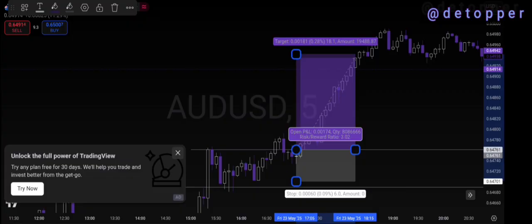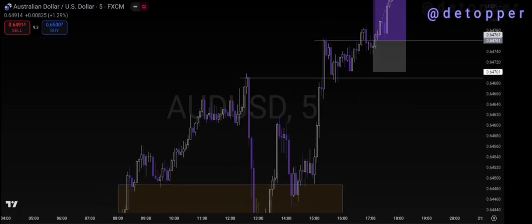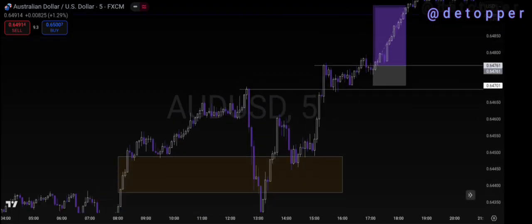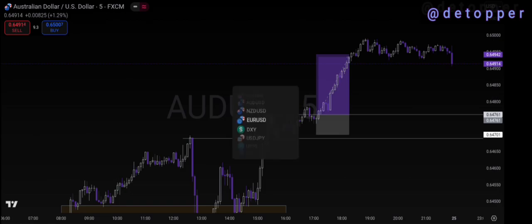Now this here is a 3 to 1 reward, and you can see how being patient will actually make you approximately 6 to 7 hours just trading AUDUSD using fair value gap, liquidity sweep, and market structure shifts. Okay, now let's see how we can actually apply the same thing on NZDUSD.